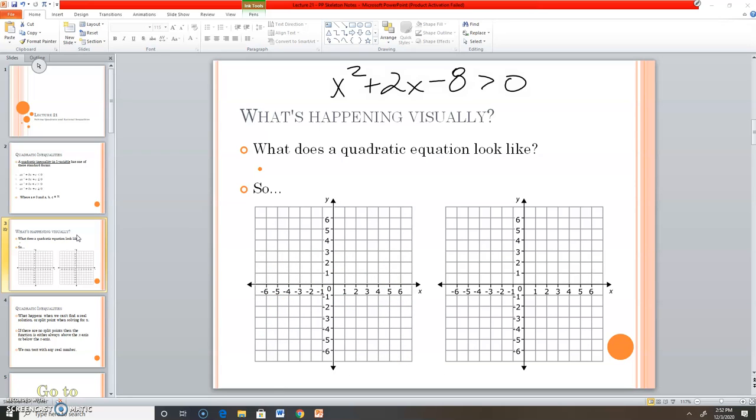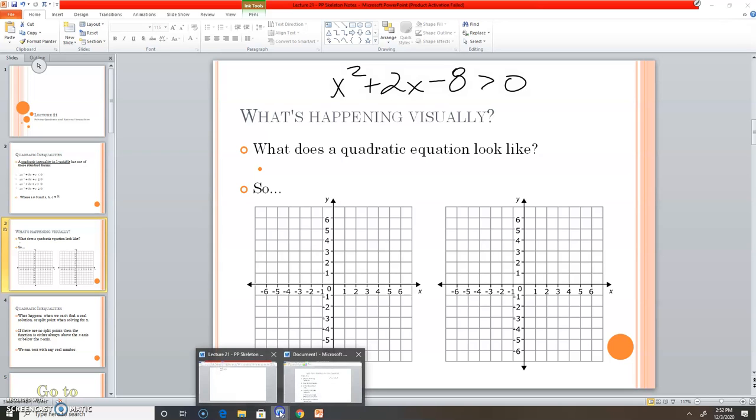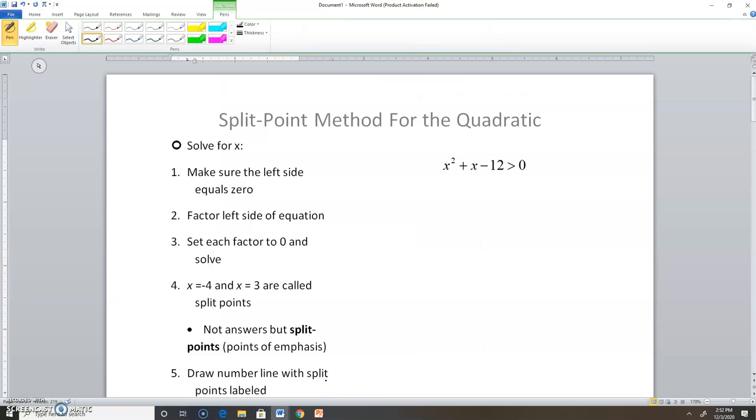Okay? So go ahead and skip that next slide there. We're going to work through this first one here. I've got x squared plus x minus 12 is greater than 0. So that's our function, and we want to know where this function is greater than 0. Where is this parabola above the y-axis is what we're asking.